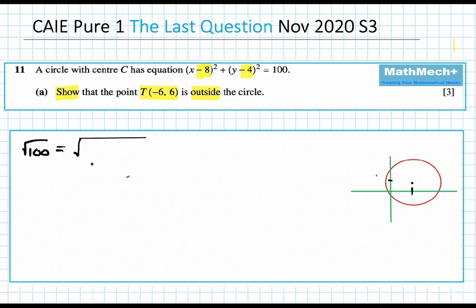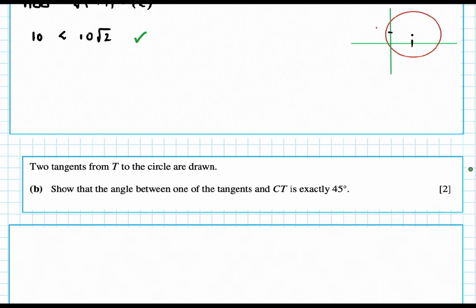Using the length of a line, we go from 8 to minus 6, which is minus 14, or 14, it's squared, so it doesn't matter. And then from 4 to 6, which is 2 squared. So using the length of the line, we can state then that 10 is less than root 200, if you wish. Root 200 is also 10 root 2. So again, just replacing that equal sign with the fact that it's greater than. So it's outside, it's beyond the radius.